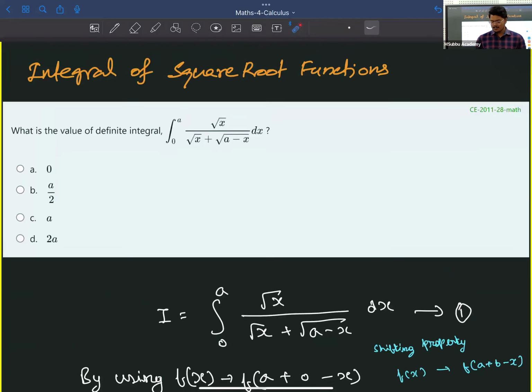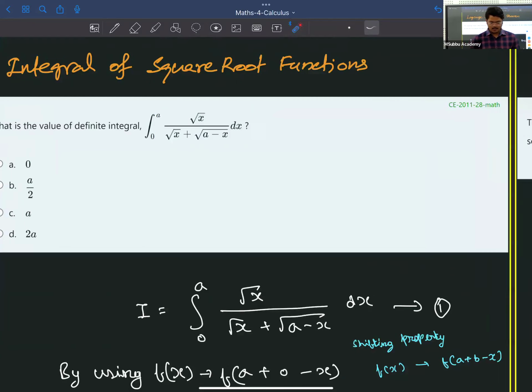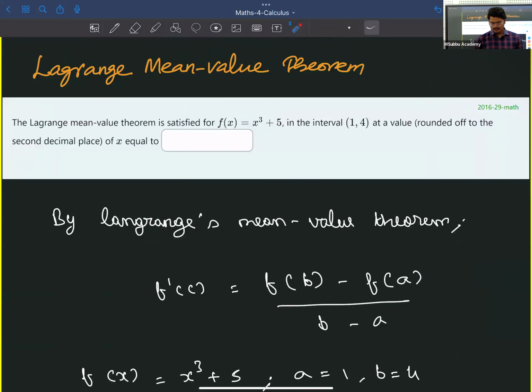Okay, I'm moving on to the next problem. So now Lagrange's mean value theorem. What they have asked us: given the function f of x is equal to x cube plus 5 in the interval 1 to 4, they're asking us to find the value of x, rounded off.